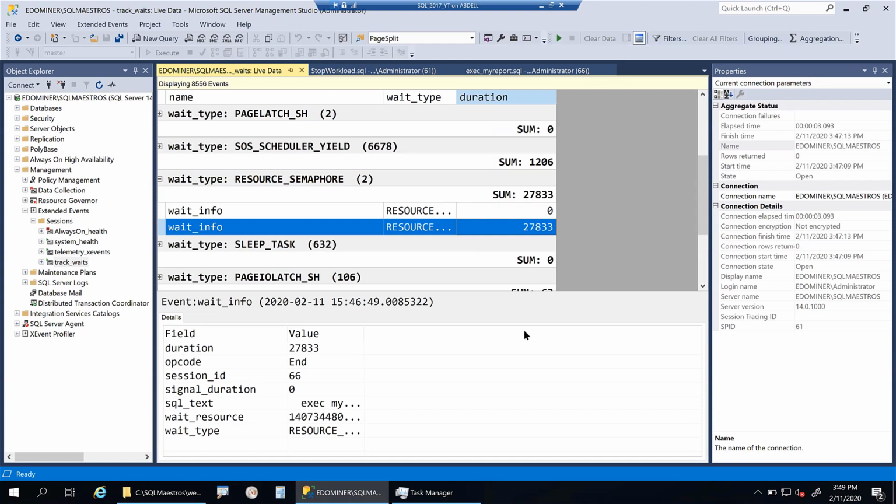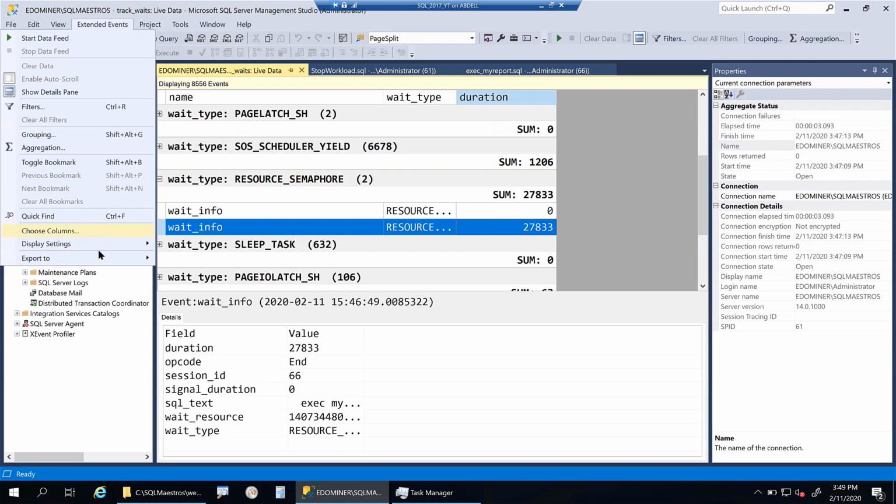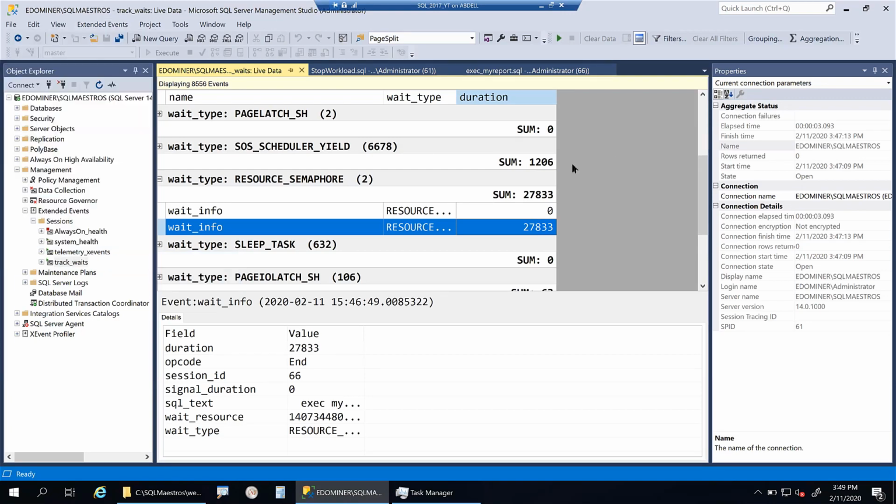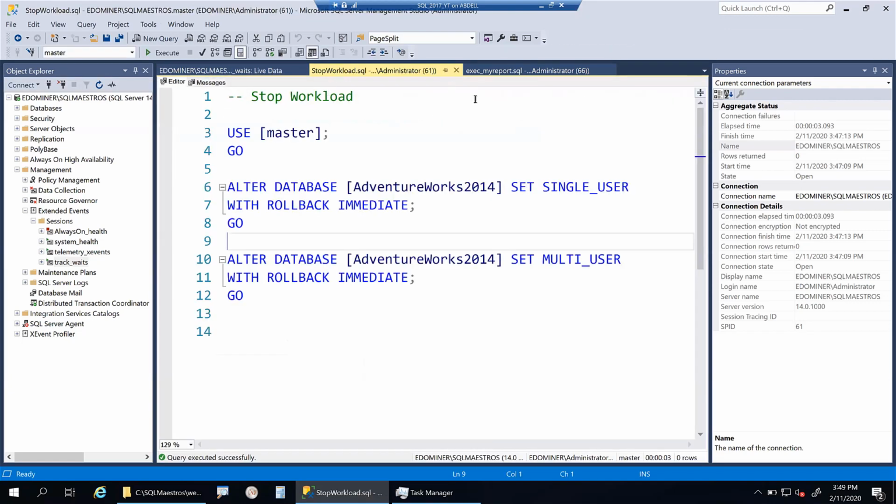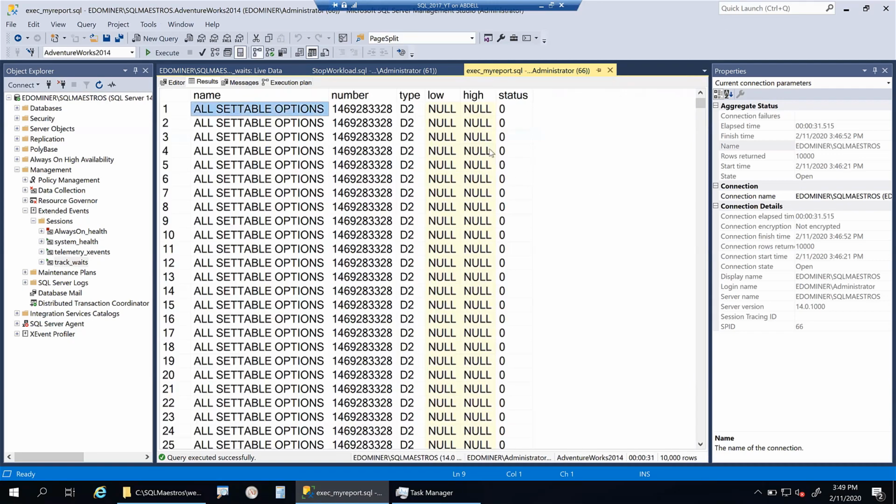So this data I can persist, and that's the beauty of extended events. I can always save this data. If I go to extended events, I can export it to an XML file or a table or even a comma separated value file, and I can research on that later. So that is a great technique to save this performance information for later analysis and further research.